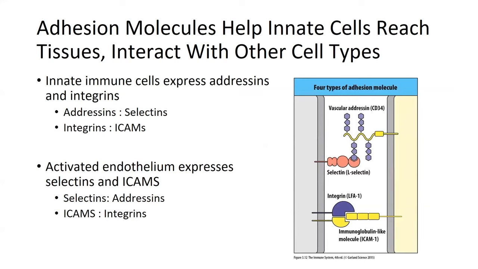And then another way in which we attract cells into specific tissues is through specific adhesion molecules. Innate immune cells express molecules called addressins and integrins, and activated endothelium cells express molecules called selectins and ICAMs. ICAM is an intercellular adhesion molecule. The addressins bind to selectins, whereas the integrins bind to ICAMs. And this is how you can attract innate immune cells to a specific activated epithelium.